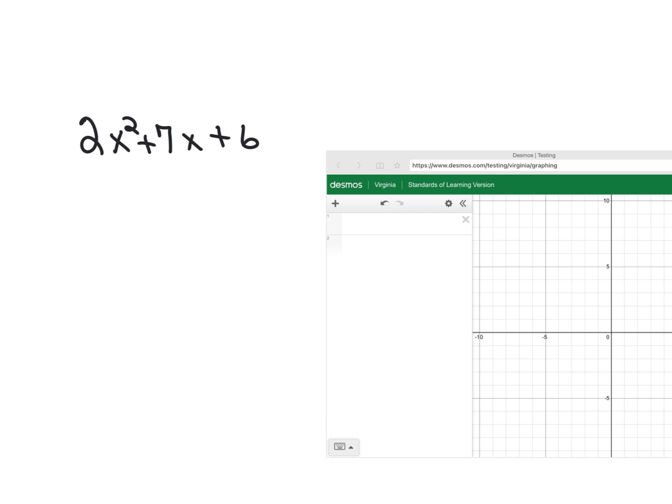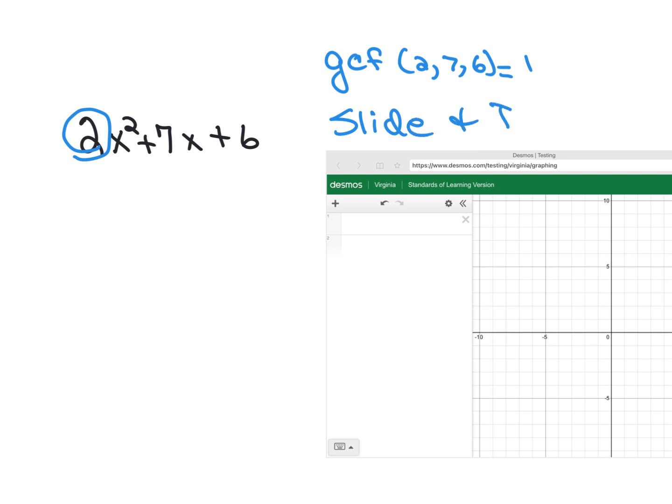All right, this trinomial is a little bit different than the other one. The first thing you're going to do, though, is find the GCF of the numbers 2, 7, and 6. And when you do that, you get 1, so you don't do anything to the problem. But the number in front of x squared is 2. When that number is not 1, then we have to do what is called slide and divide.